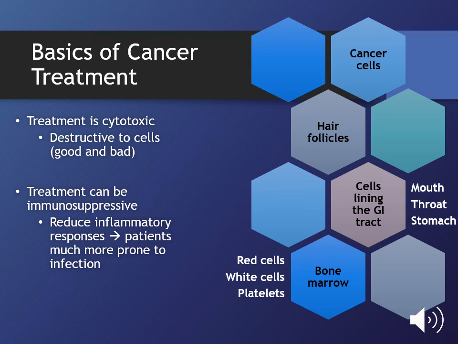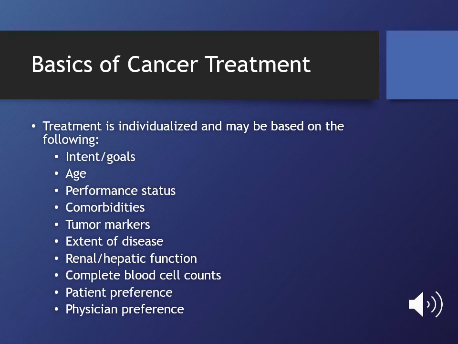The bone marrow is also affected, and this is where we make our red cells, white cells, and platelets. Therefore, because of its effect on the bone marrow, treatments can be immunosuppressive. And so, for example, if a patient's white blood cells were to be affected by treatment, the patient can be more prone to infection.